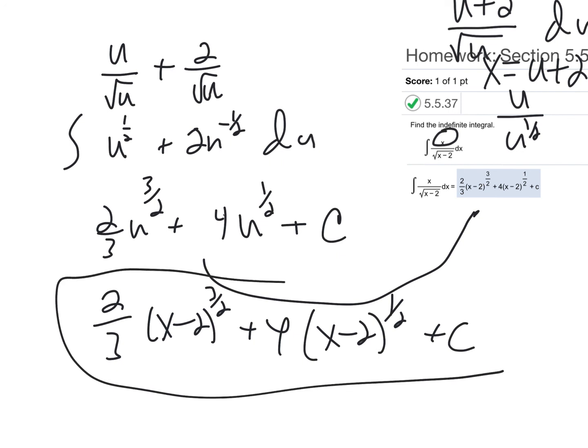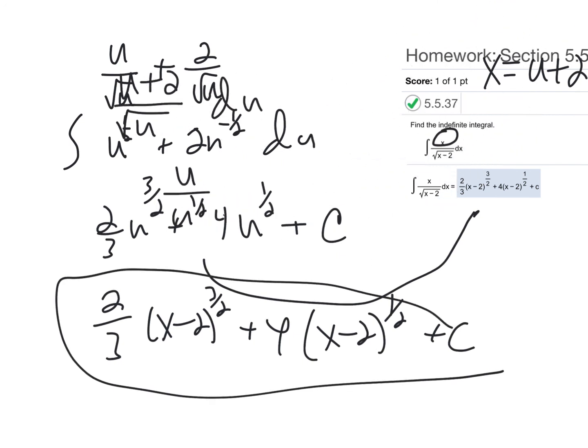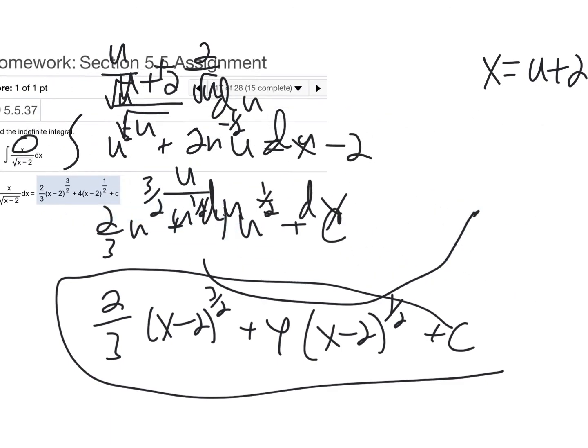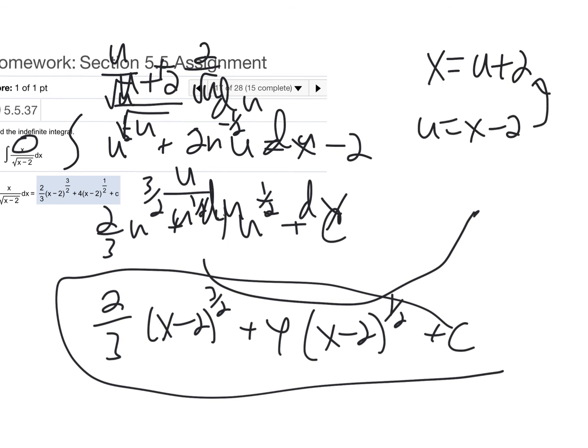Okay, so what's tricky about this one is doing that. This is the tricky part, knowing that if you say that u equals x minus 2, you solve that so you can replace the x with that other substitution, and then you've got to do all the exponent work. Okay, hopefully that helps.